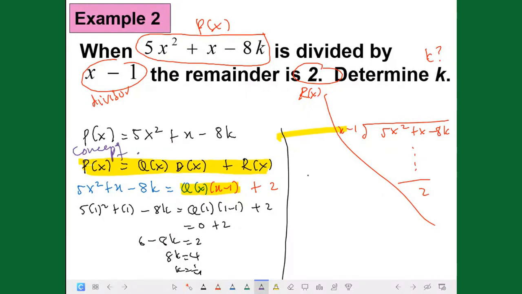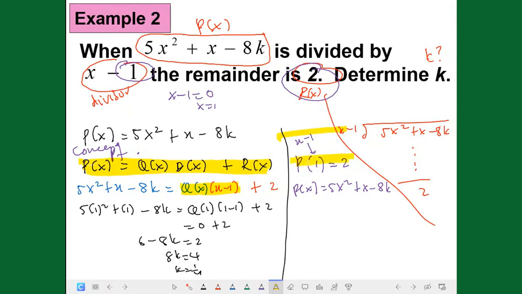Now, the usual way. You write Px, minus 8K. You know P of 1, where x minus 1 is equal to 0, so x equals 1, is equal to 2. We know this statement too. It means if the divisor is x minus 1, the remainder is 2. So this polynomial, divided by x minus 1, has remainder 2.